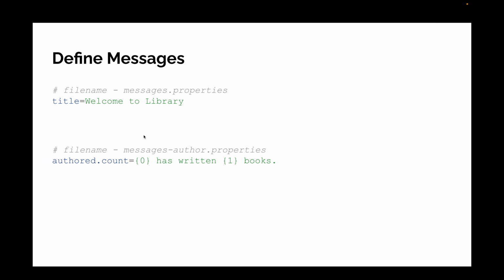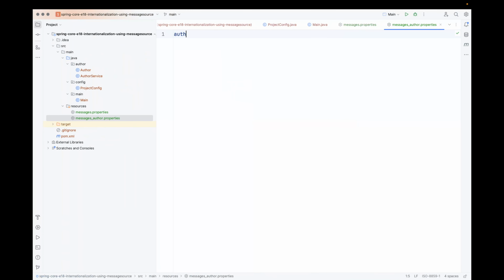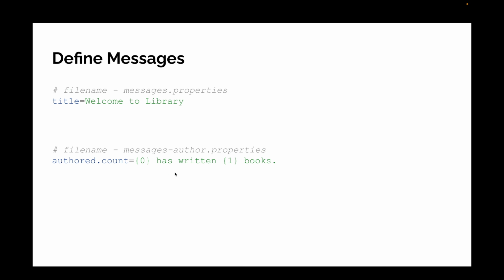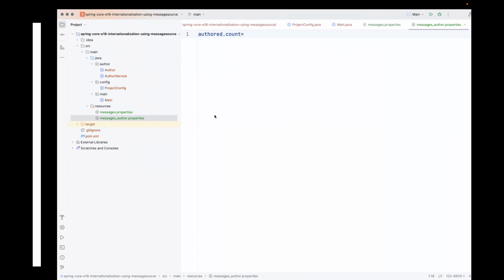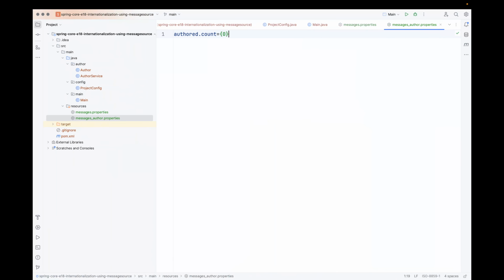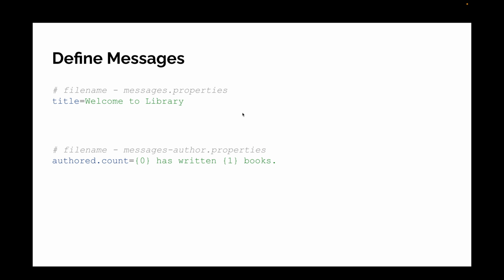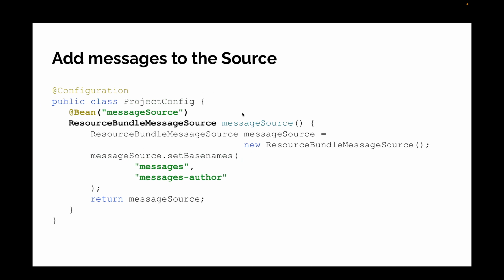Now here the code is author.count equal to {0} has written {1} books. So here {0} and {1} are placeholders which will be replaced when we call getMessage. We will see that soon. So we have defined these messages. Now let's add these messages to the source.